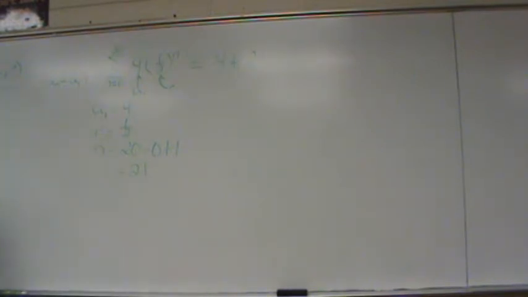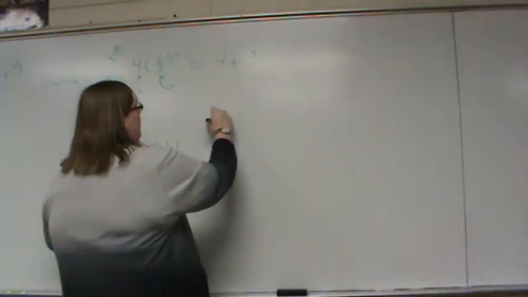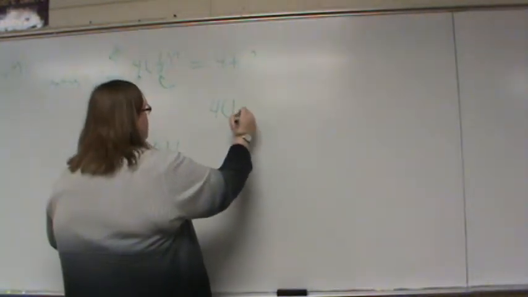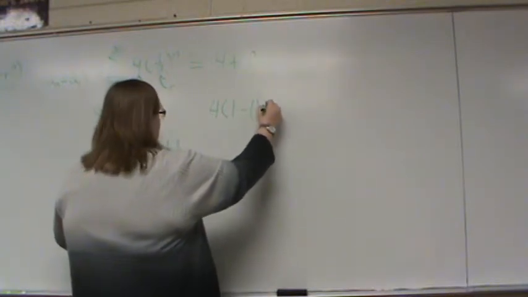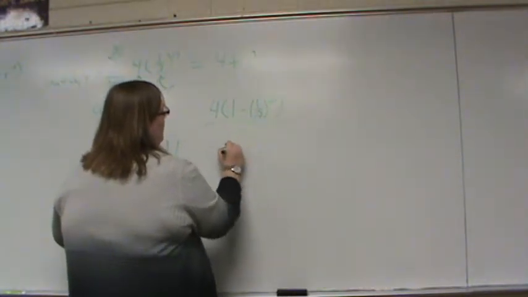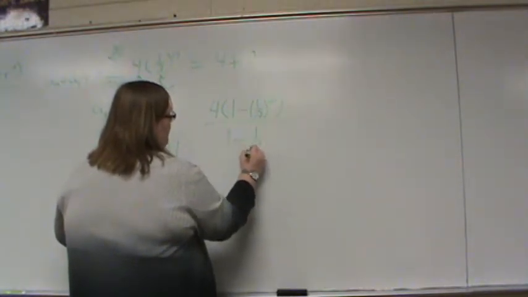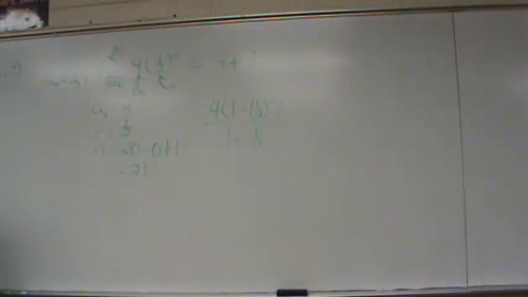So now we have those three values. So we're going to find the sum now of that series using our equation that we had yesterday. So we're going to plug those values in. So we're going to have 4 times 1 minus that 1/2 raised to the 21st power, all over 1 minus 1/2. And you can plug that into your calculator just like it looks there.